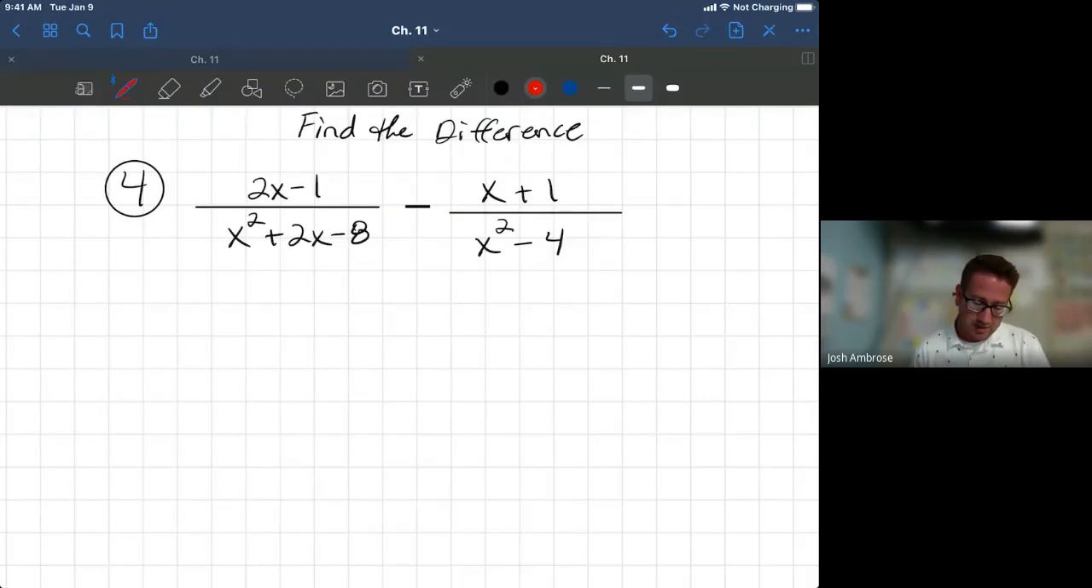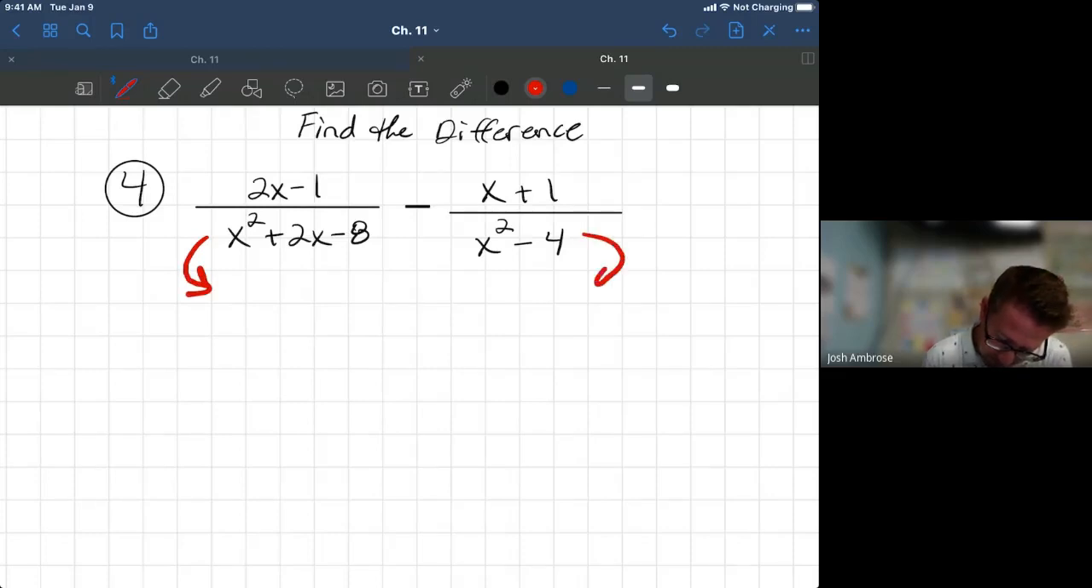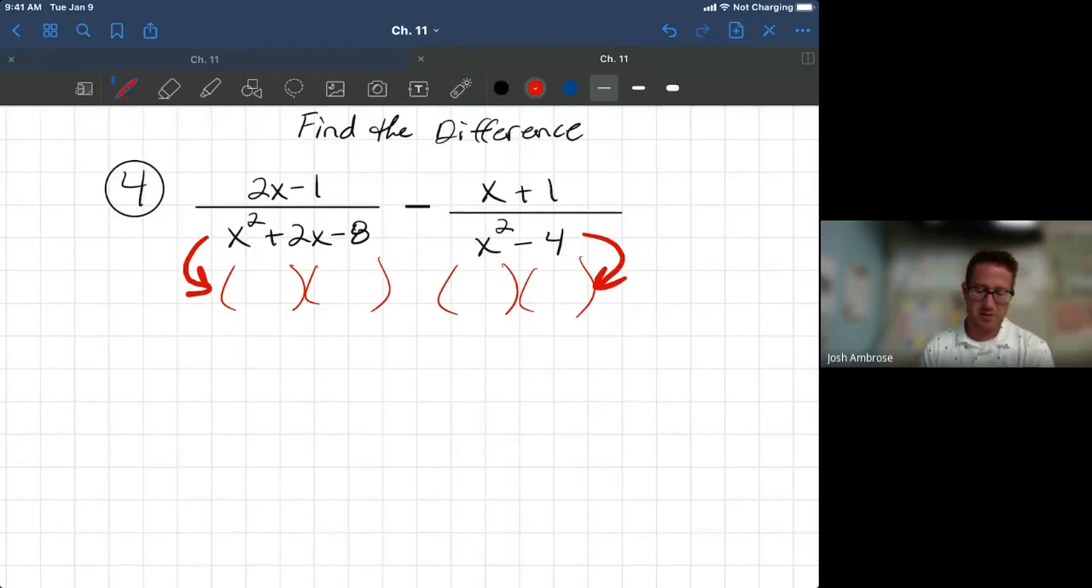All right, let's start by looking at our denominators, factoring them, and seeing what we really have to deal with. Okay, so let's factor this, and then let's factor this, and let's get down to what we are actually focused on with our common denominators. Okay, so x squared plus 2x minus 8. That's a trinomial that can factor.